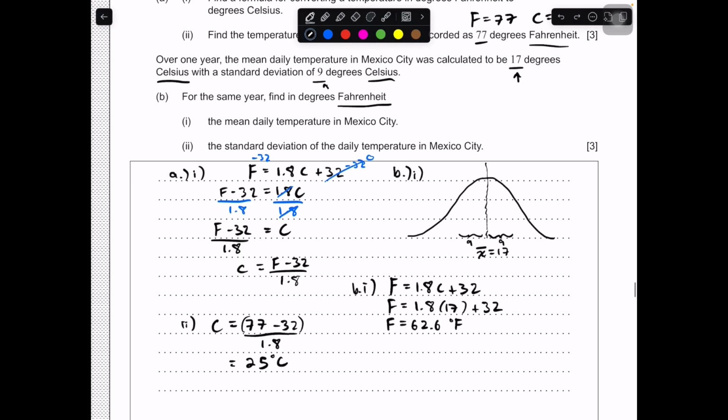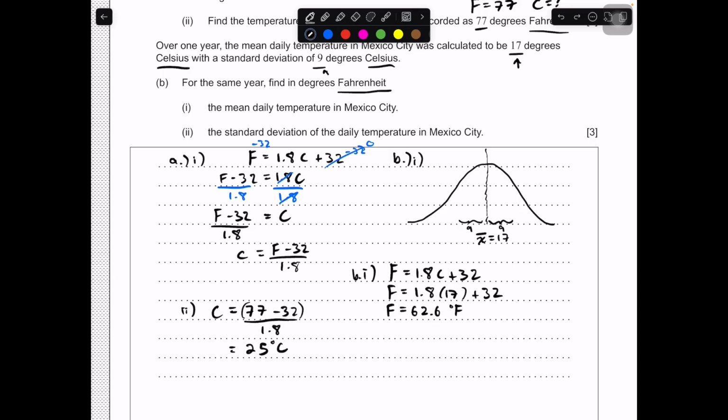So what is going on here? In this case, we wouldn't take this plus 32. We would just use this scale factor of 1.8. So for the standard deviation, for part B, we would say, well, the standard deviation of 9, and we would just multiply it by that scale factor of 1.8. So 9 times 1.8, and this would give us 16.2.